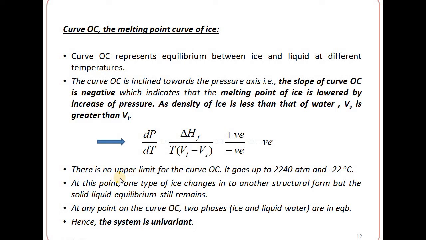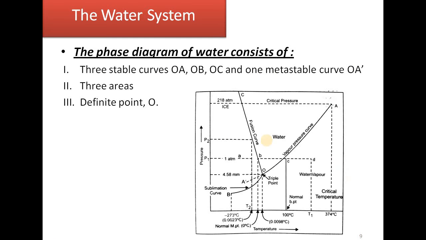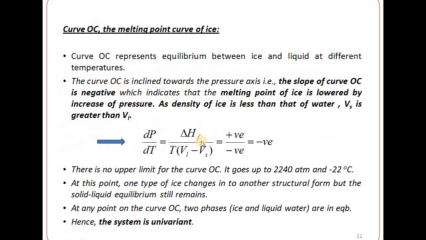Now further we can see there is no upper limit for the curve OC in the phase diagram. It goes up to 2240 atmosphere and minus 22 degrees Celsius. As we can see, the curve OC that is inclined towards the pressure axis is not having any upper limit. Above 2240 atmosphere and minus 22 degrees Celsius, the ice will be converted into different forms, which we will discuss in the high pressure phase diagram of water.